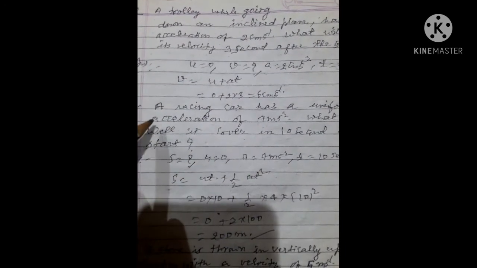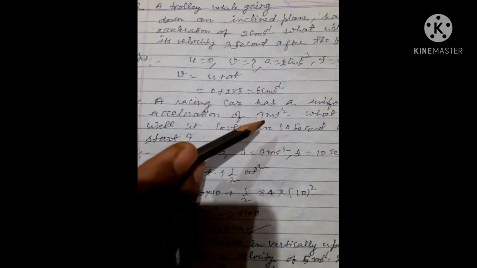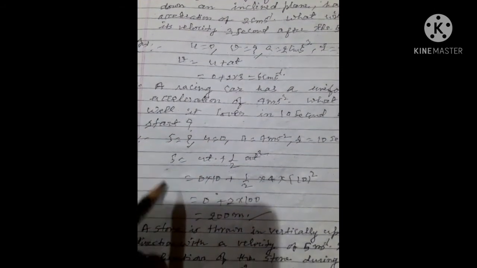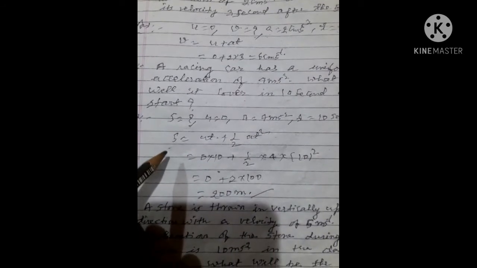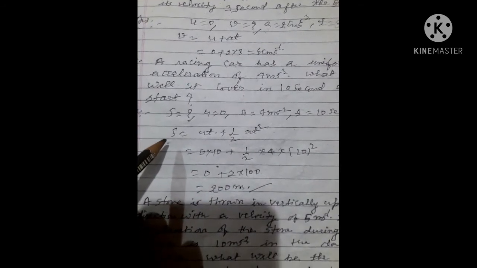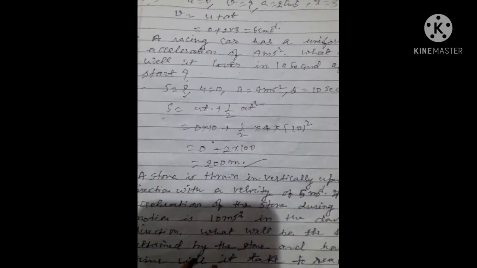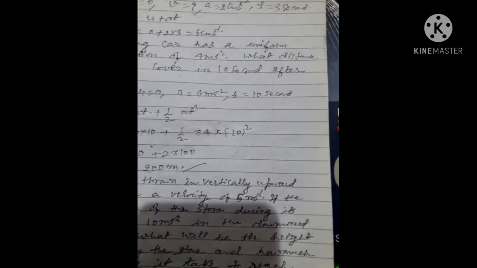In this question, a racing car has a uniform acceleration of 4 meter per second square. What distance will it cover in 10 seconds after it starts? Here also you should take the equation of motion s is equal to ut plus half at square. Putting values, you are able to get the answer.